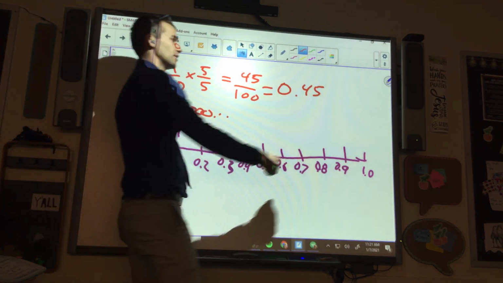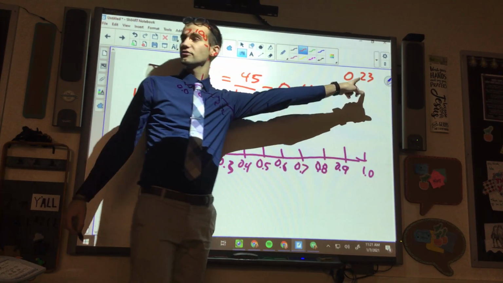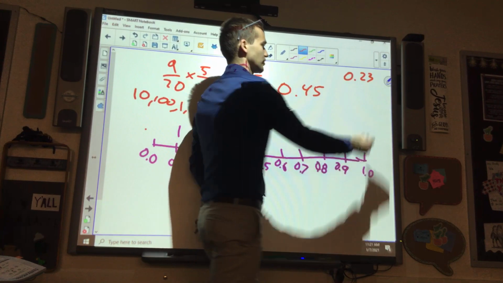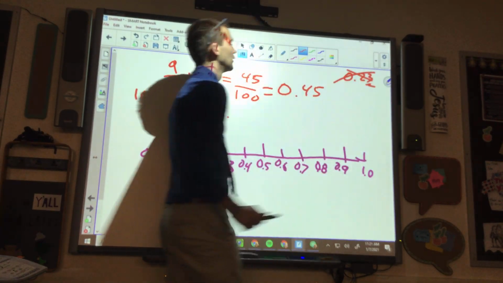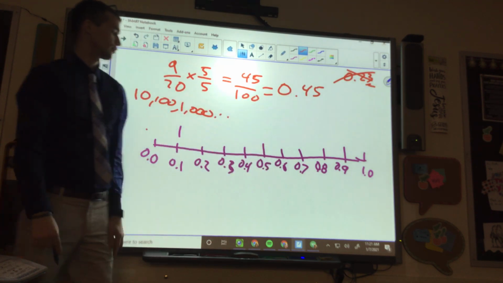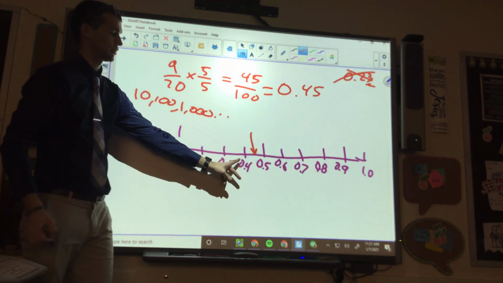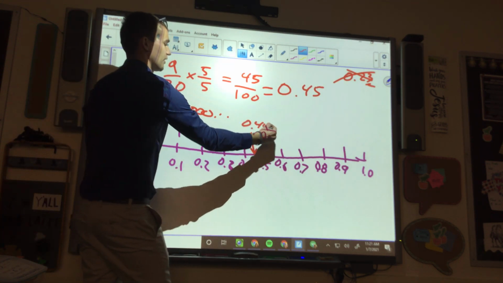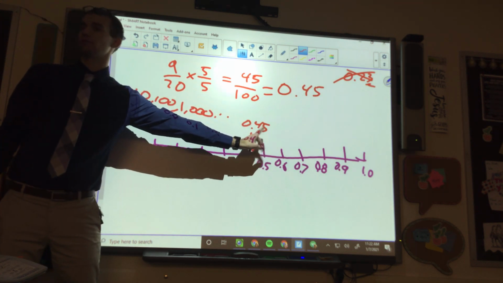Remember how we said if you have something like 0.23, this is not 2/10, this is 0.23 or 23 hundredths, because it goes out to the hundredths place. So 45 hundredths, where would that go on here? Right here, halfway between 0.4 and 0.5. So we know 9 over 20 is the same thing as 0.45, or 45 hundredths.